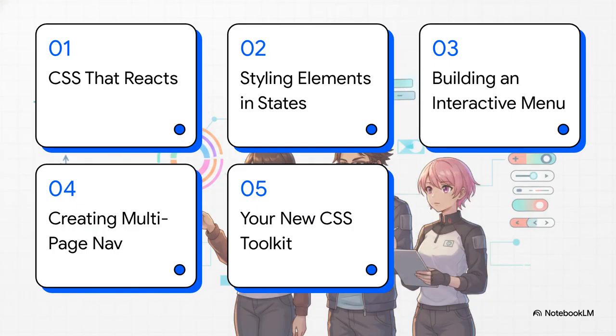So here's our game plan. First, we'll uncover the secret sauce that makes CSS so reactive. Then, we'll look at the specific tools for styling elements in all their different states. After that, we'll get our hands dirty and actually build two real-world examples, an interactive menu and a pagination bar. And finally, we'll wrap it all up into a new toolkit you can start using immediately.